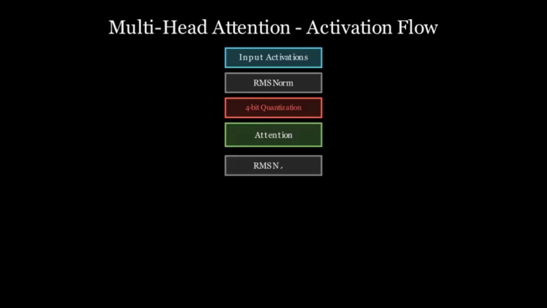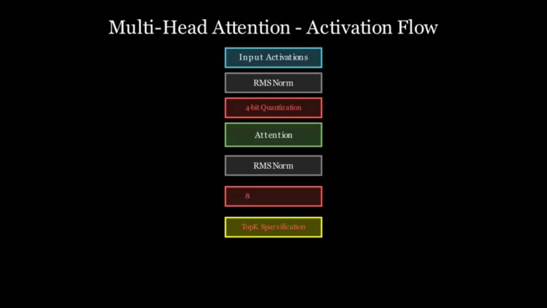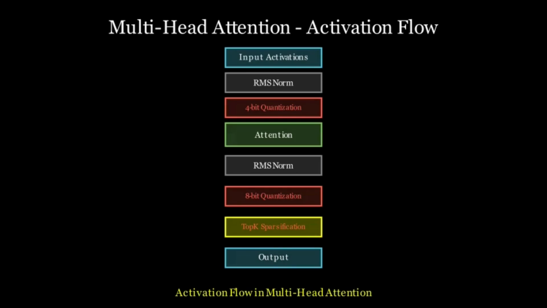After that, another RMS norm is there. We perform top-k sparsification, and then we do 8-bit quantization, and then we multiply with the out projection. In the paper, they did 50% top-k sparsification for the attention scores. This strategy, along with hybrid quantization, is done to reduce the errors due to outlier channels of the activations.